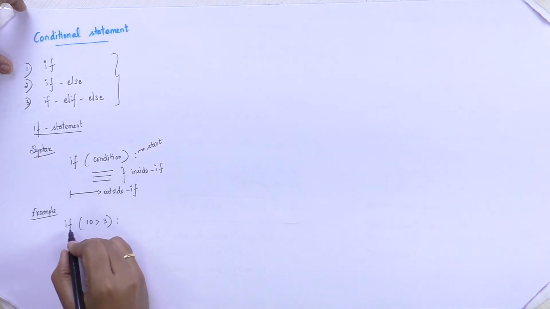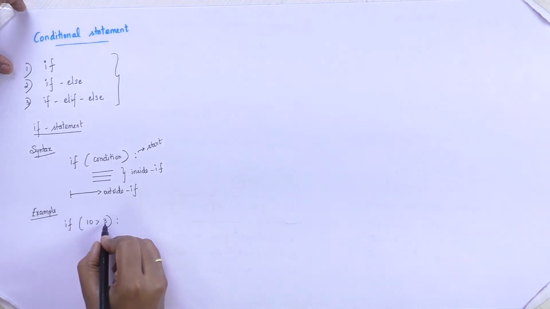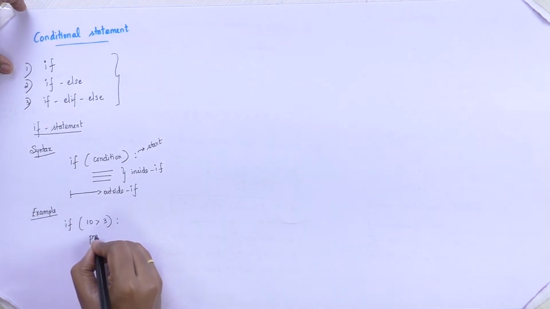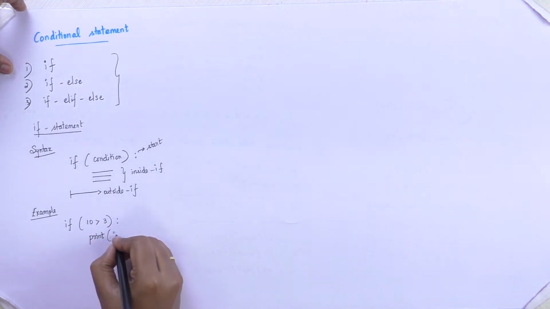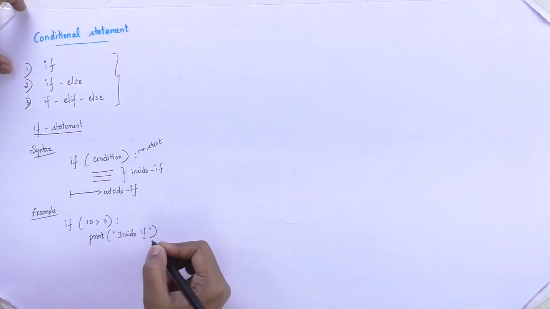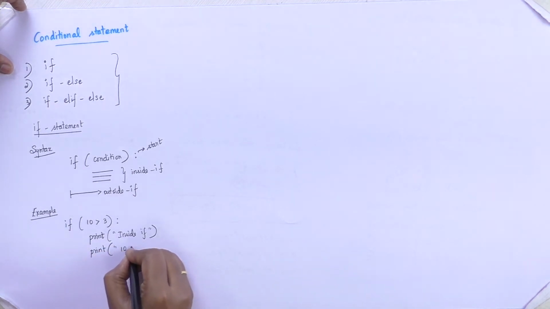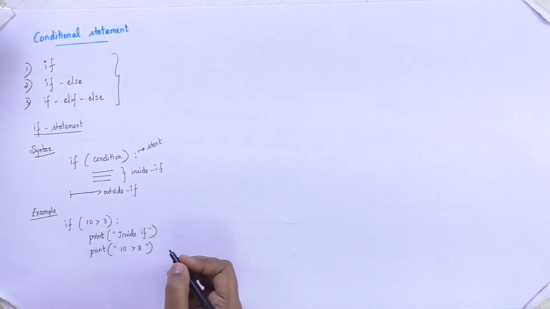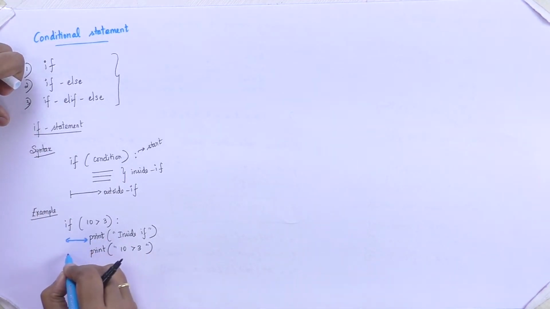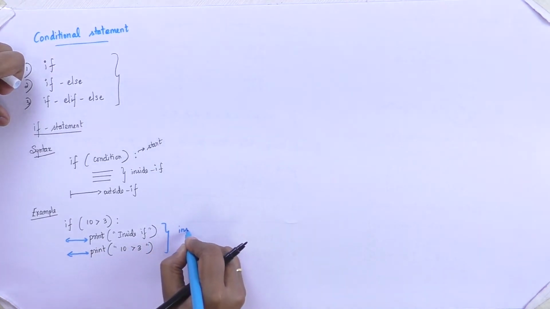I've given if, the keyword for a conditional statement, and a condition, 10 greater than 3. I've given a colon, and I'm giving proper white space, for example one tab space. Print "inside if". Additionally, I'm writing another print statement, "10 is greater than 3". Here you can see I have given proper white spacing, so this represents inside if.